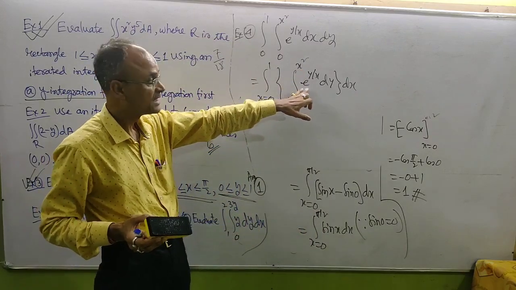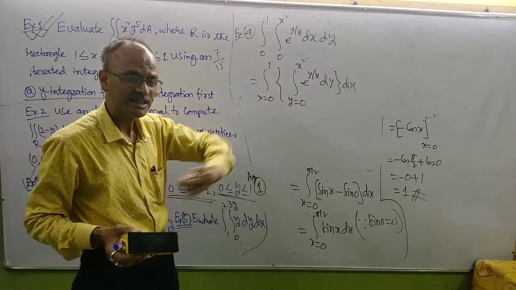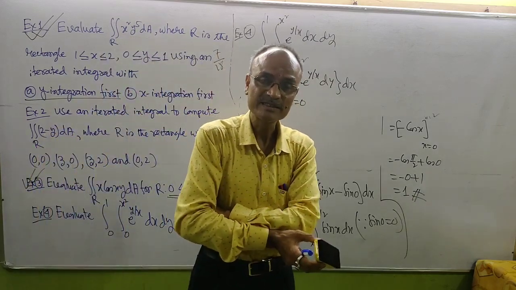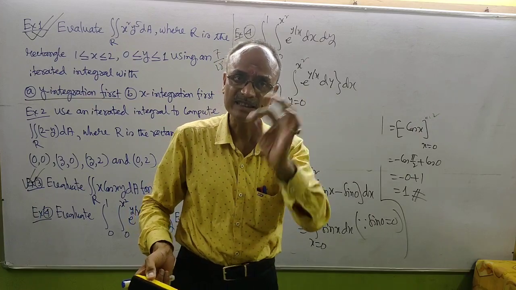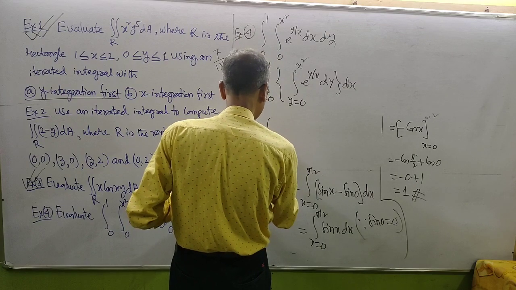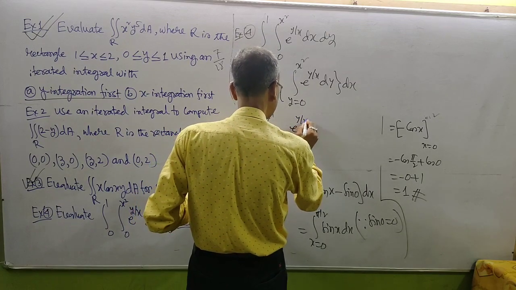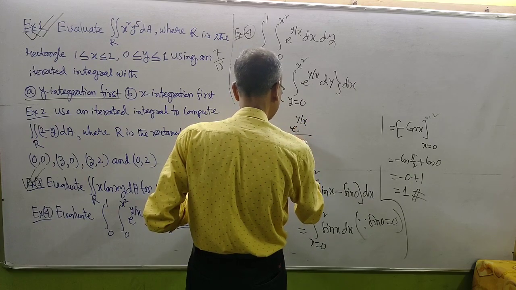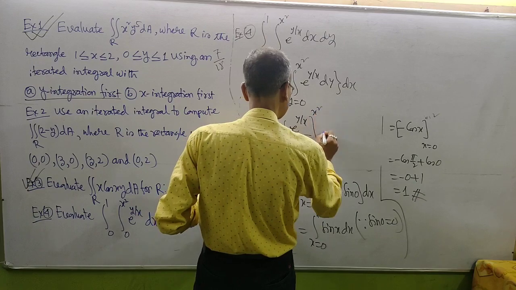What will be this? First, integrate e to the power y by x. It is of the form e to the power mx. What is the integration of e to the power mx? E to the power mx divided by m. This is equal to x is equal to 0 to 1, e to the power y by x divided by 1 by x, y equal to 0 to x square, dx.